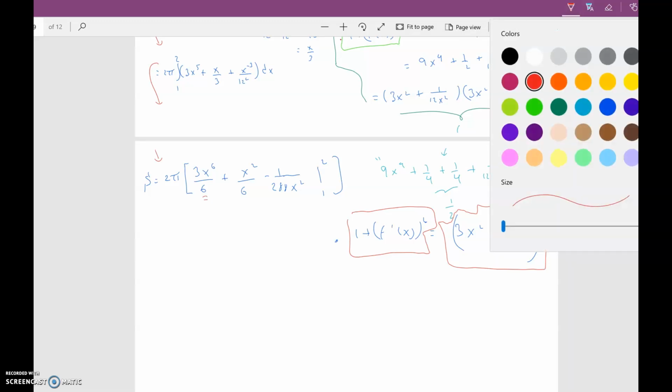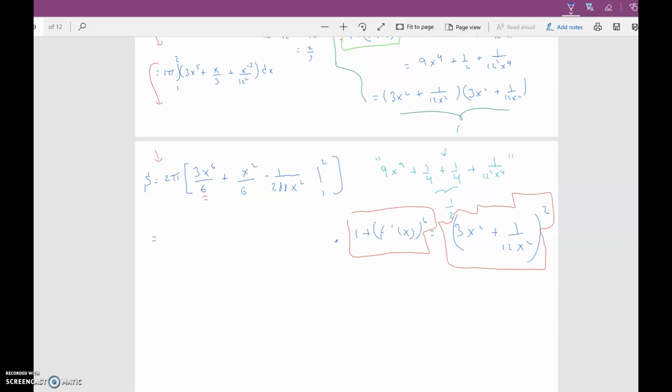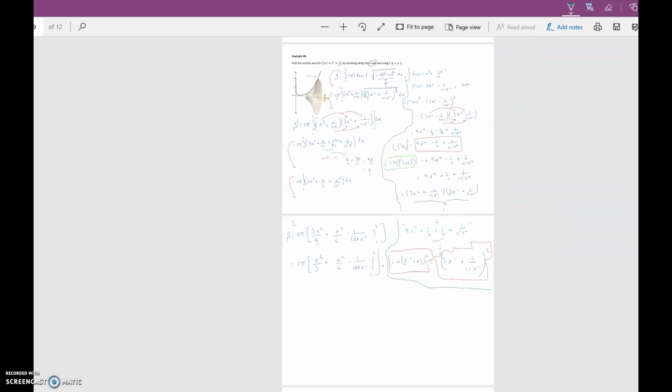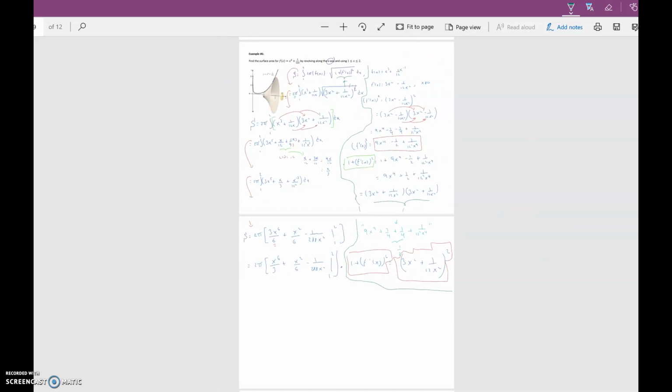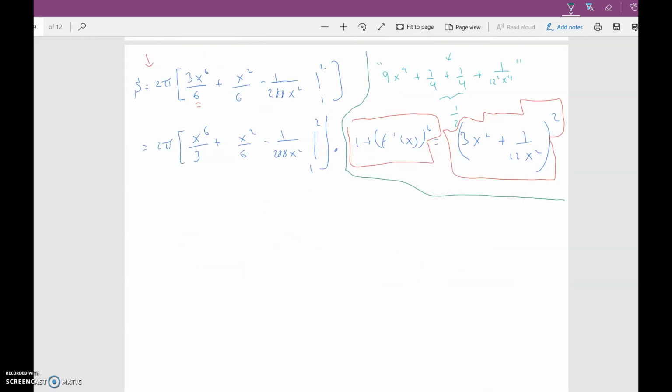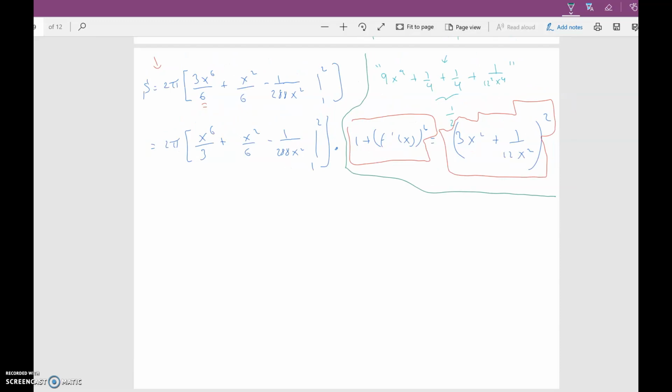So we're looking at this one being 2 pi times x to the 6th divided by 3 plus x squared divided by 6 minus 1 over 288 times the x squared, and then evaluated from 1 to 2. And let me just continue my green line of the actual side work. This is so that we don't combine it, and then we don't need that side work, but all of that was actually done to check our actual work. So let me plug in the values. I think we have possibly plenty of time to finish it.